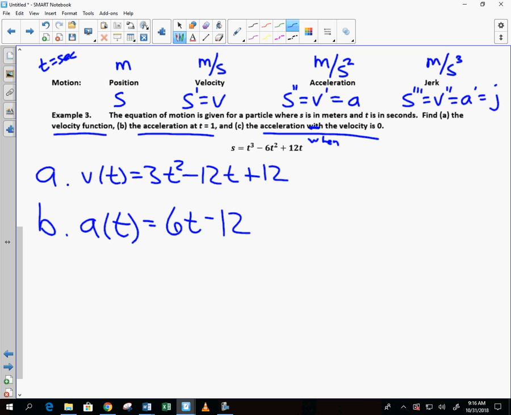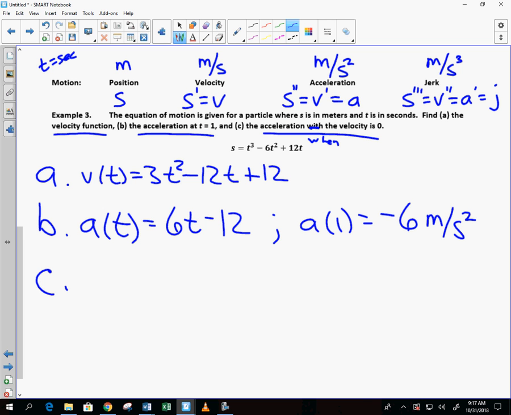Now, the problem asks for letter B, says the acceleration at time equals 1. How would I determine that? I would plug in 1. And so, therefore, A of 1 is equal to -6, and we're going to label that as meters per second squared. Because, again, we're measuring acceleration. Is there any point of confusion so far for you?